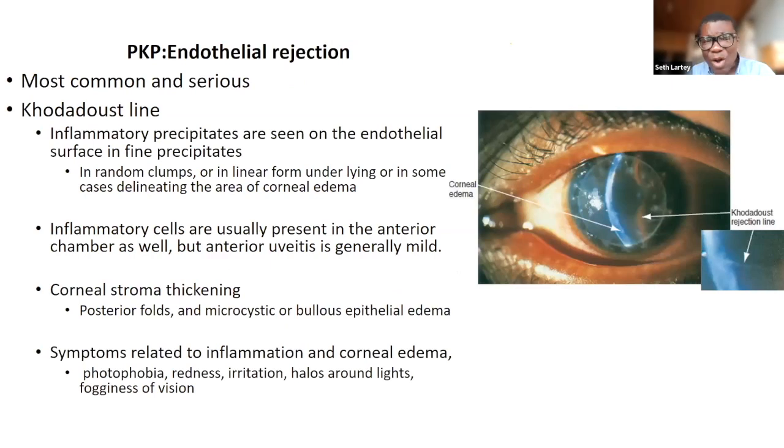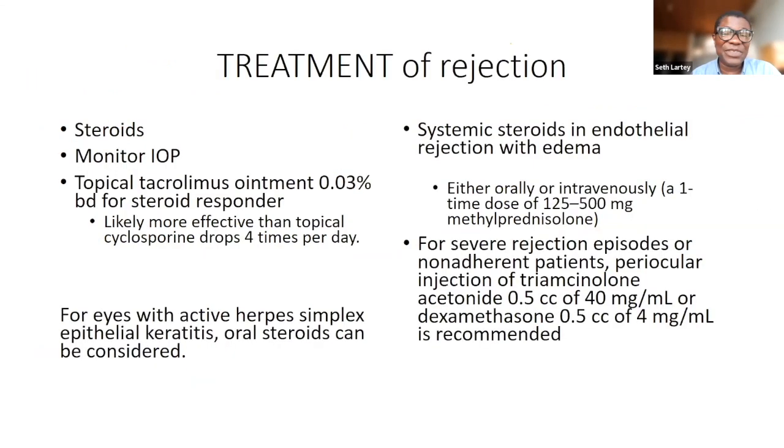Now, endothelial rejection is the most common and the most serious of all the rejections. There's the typical Khodadoust line, which is a line of inflammatory precipitates, and you have KPs. There's an anterior chamber reaction, and the uveitis may be mild. There's stromal thickening, folds, subepithelial bullae, and patients complain of photophobia, redness, irritation, and blurred vision. So you must tell the patients they should come back to you anytime they have any of these things.